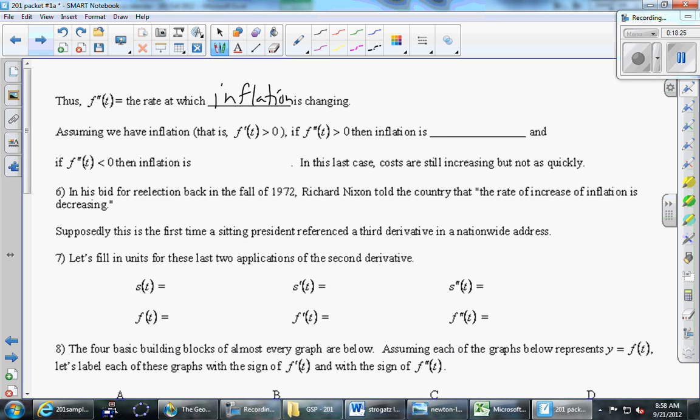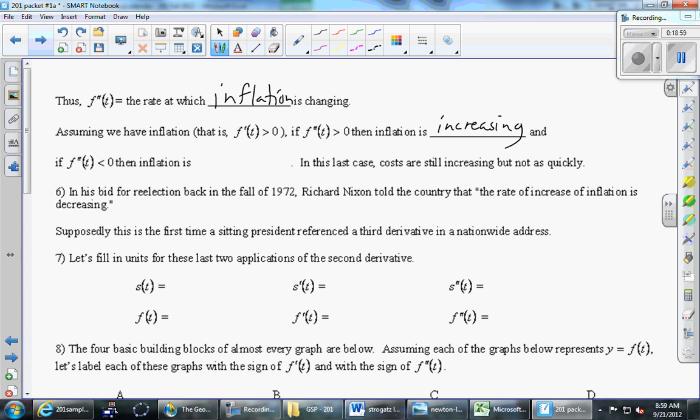So let's assume that we have inflation instead of deflation. So costs are going up. f prime is positive. If f double prime is bigger than 0, then what is inflation doing? It's increasing. It is a derivative of some function, and if a derivative is positive, then the original function was increasing. So maybe inflation right now is 3%, maybe a month from now it's 4%. That would be f double prime being positive.